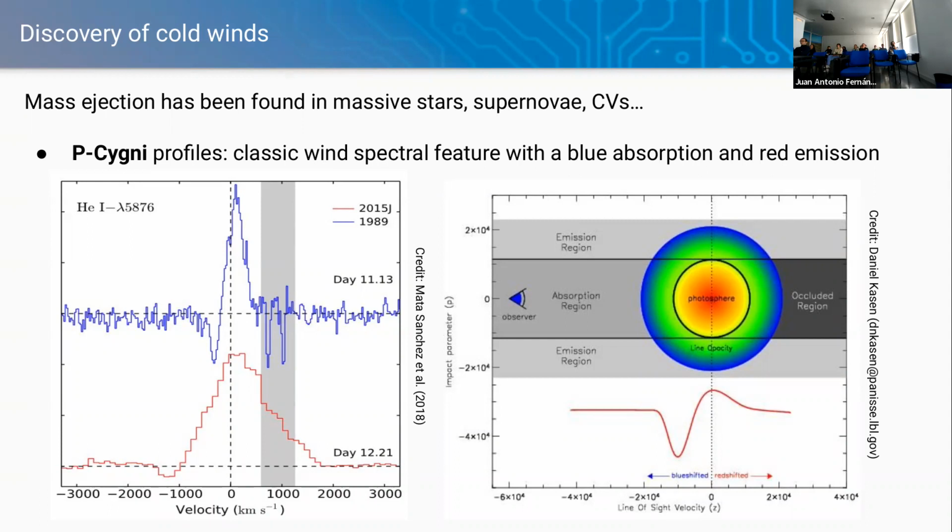And the important bit is that we are seeing it in a different phase than the hot X-ray wind I was mentioning before. I will not get into the actual description of the P Cygni line, but if you have some questions about it, I can discuss it later.